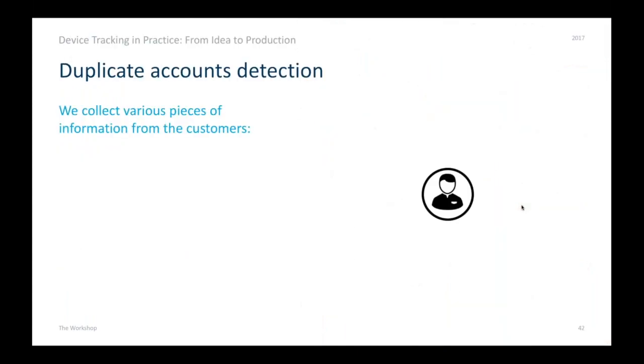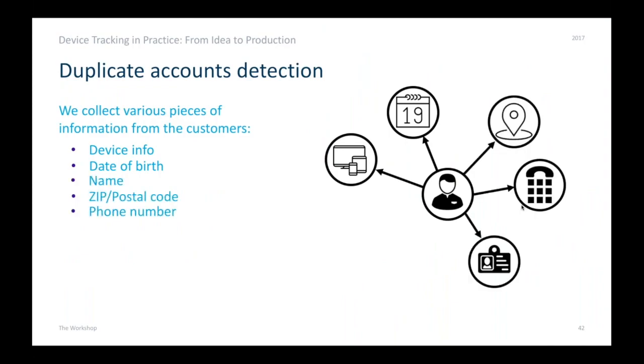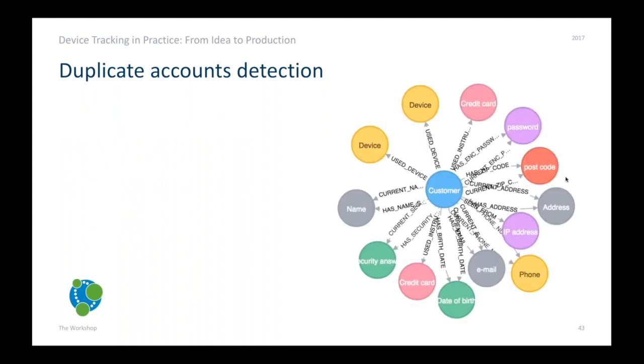So whenever a customer registers on one of these websites, we obviously collect various pieces of information for them. Things like their device information, date of birth, name, zip or postal code, phone number, email address. Now, once we already have this for our customers, let me show you a real example from our Neo4j production database.